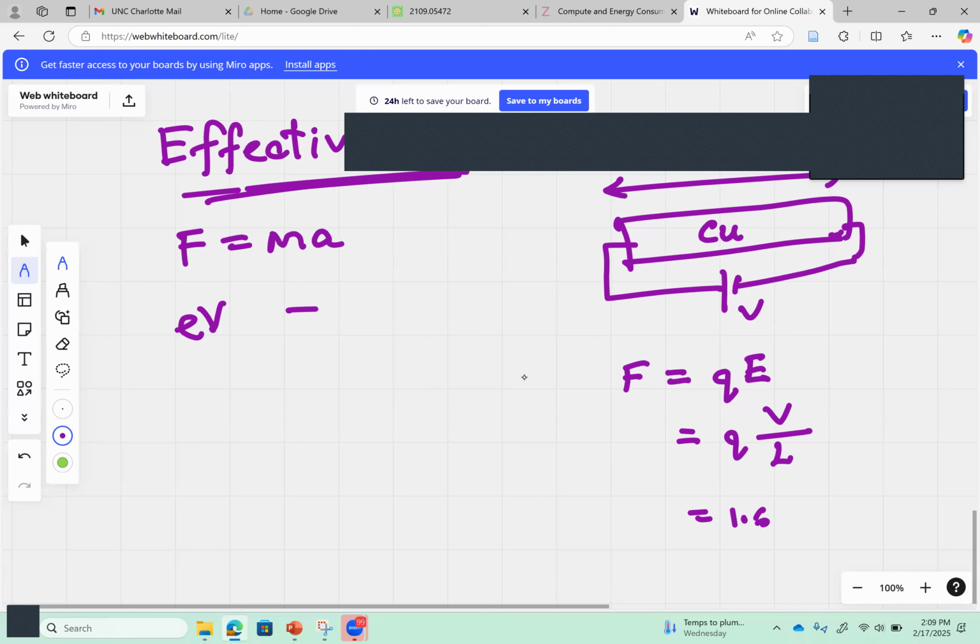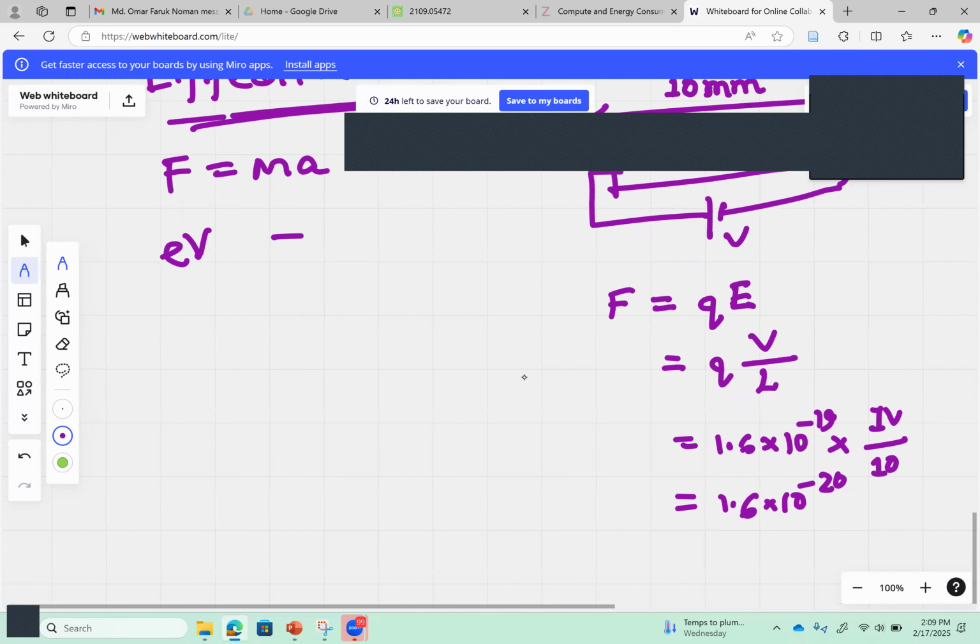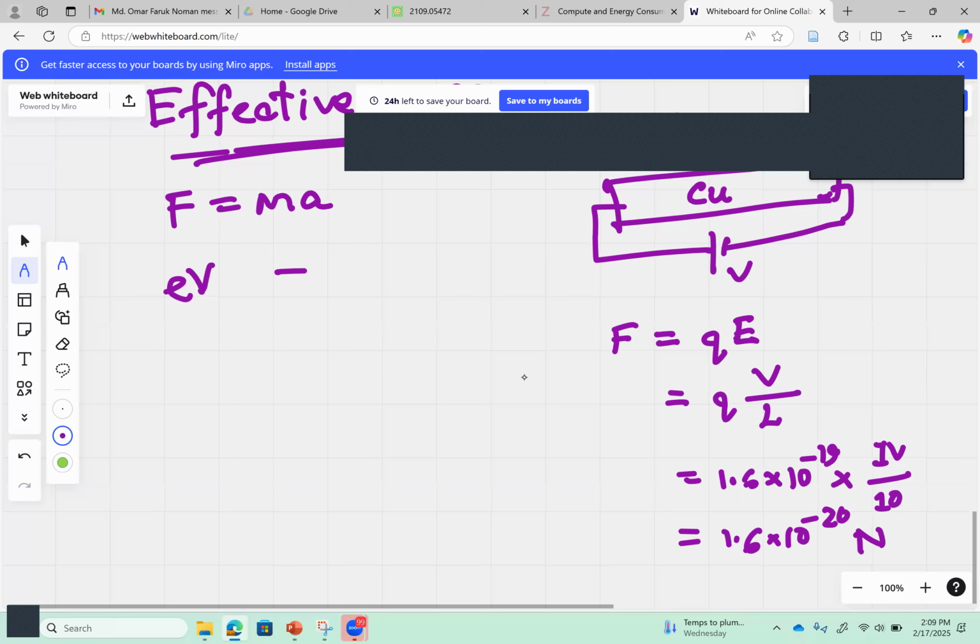So in the case of a 1-volt voltage, we can calculate the force where q is equal to 1.6 times 10 to the power of minus 19 coulomb. Let's say your battery is 1 volt, your copper wire is 10 millimeters long. Just plugging in these numbers, you can find the corresponding value of the force, which is something like 10 to the power of minus 20 newton. Okay, so it looks pretty simple.